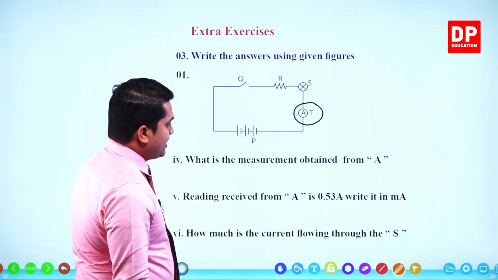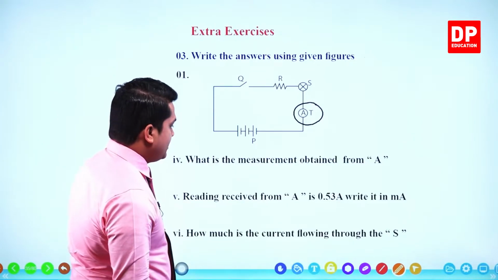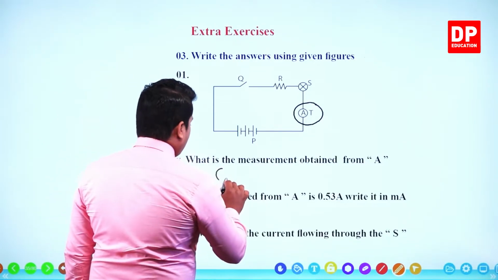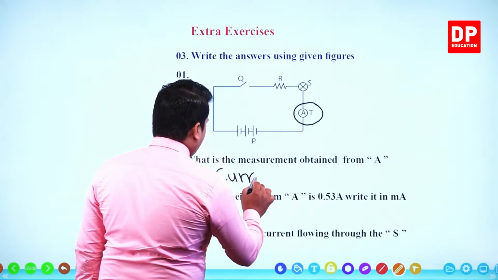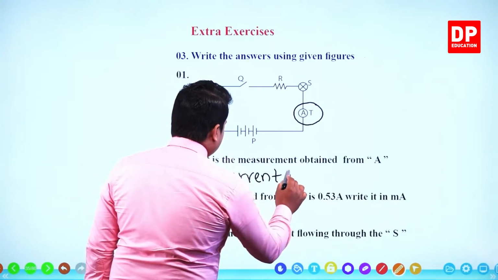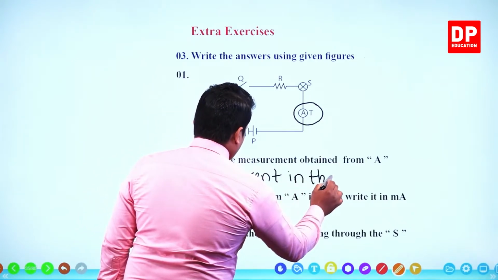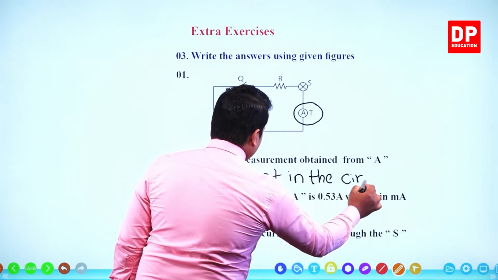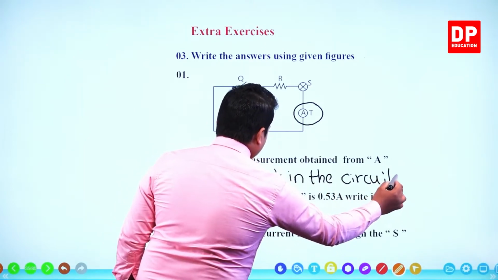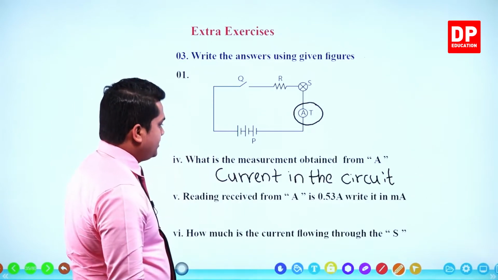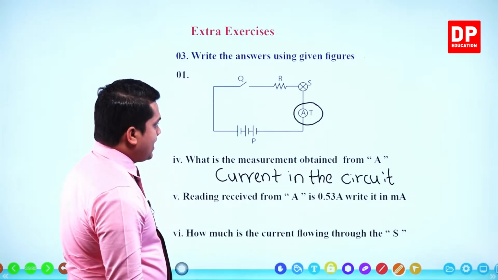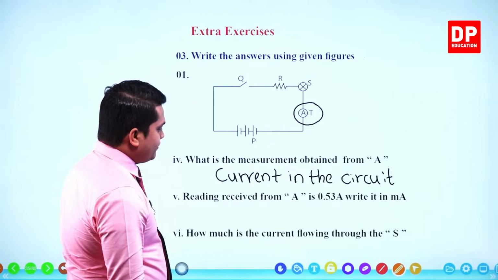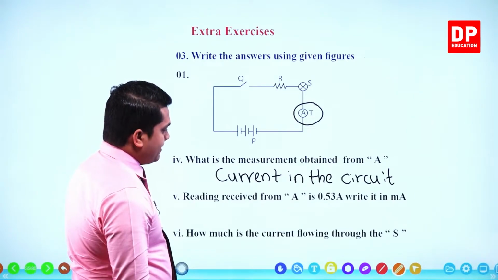So the measurement that we obtain from A is current in the circuit. So we obtain current in the circuit by using the ammeter. Reading received from A is 0.53 amperes.